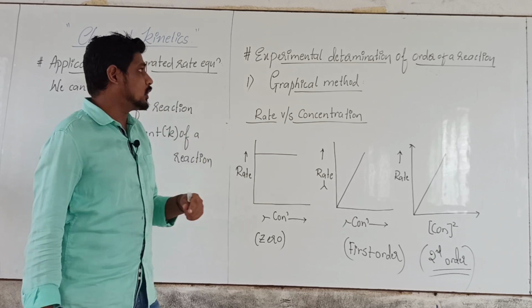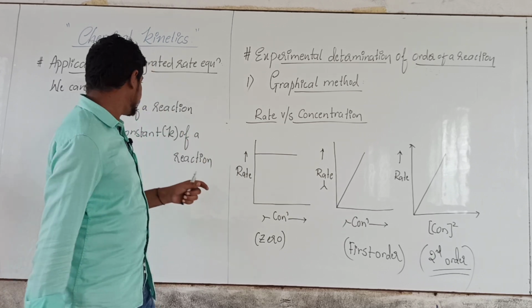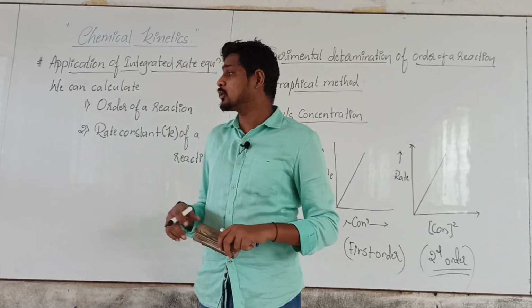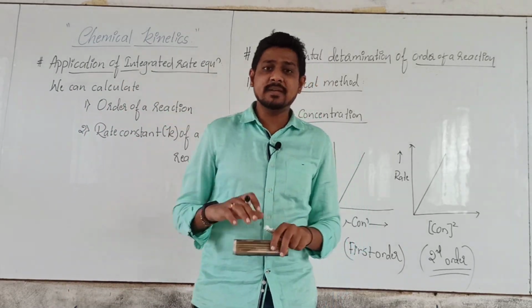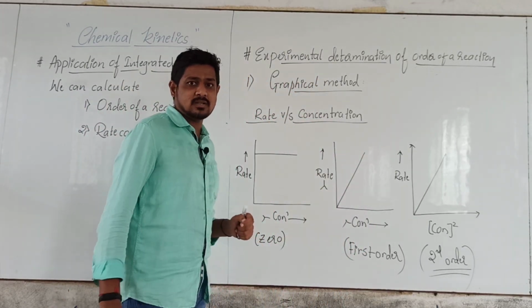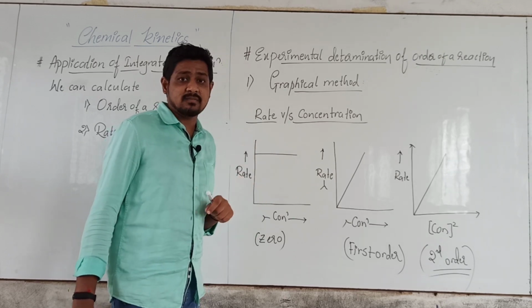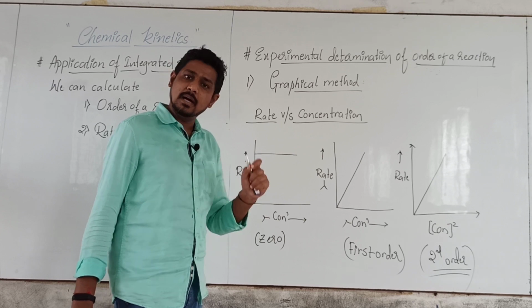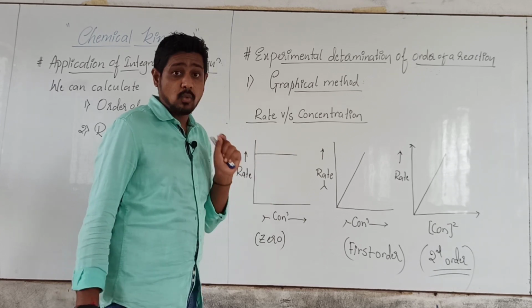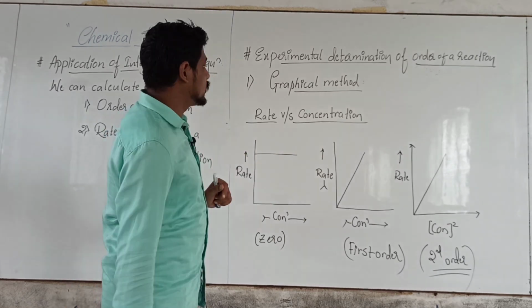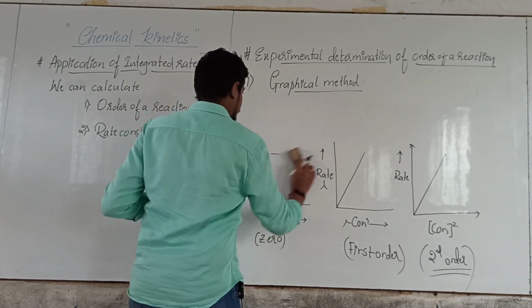Now once we know the order of the reaction, how do we calculate the rate constant? Once we know the order of the reaction, then we have the integrated rate equation, isn't it? From the integrated rate equation you can calculate the rate constant. Or else what we can do? I'll show now.